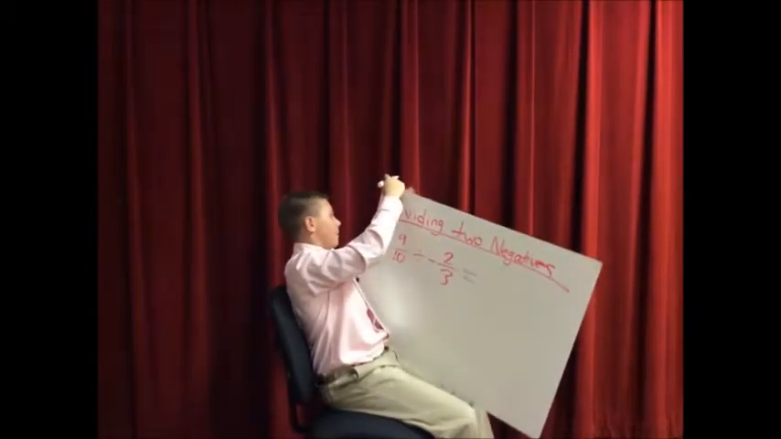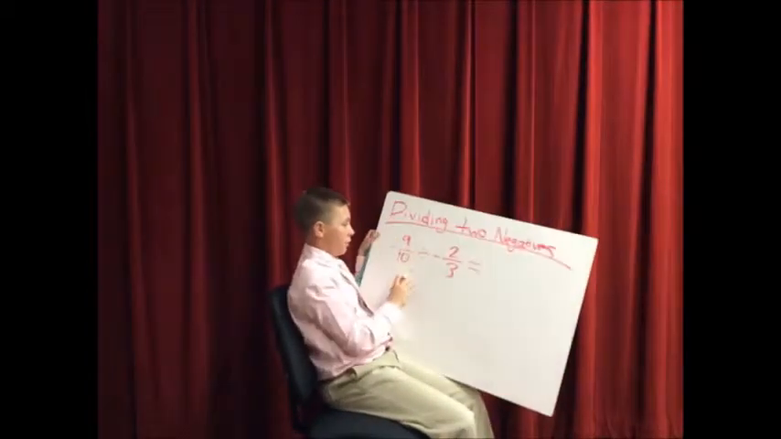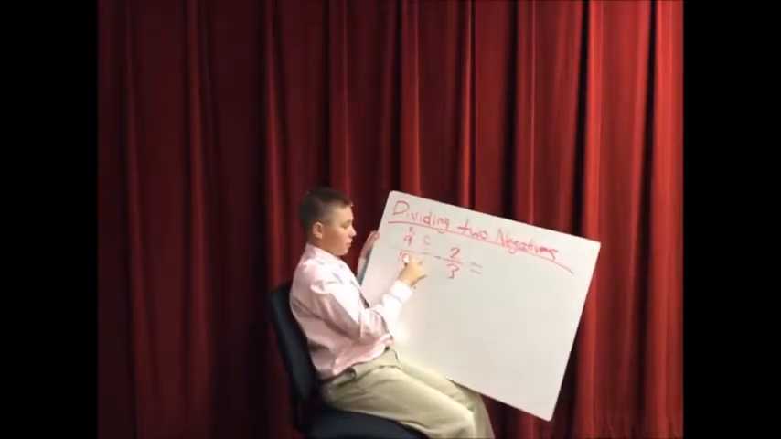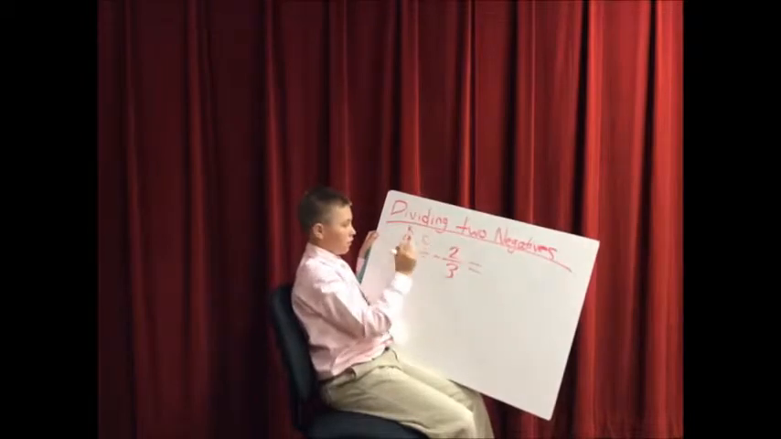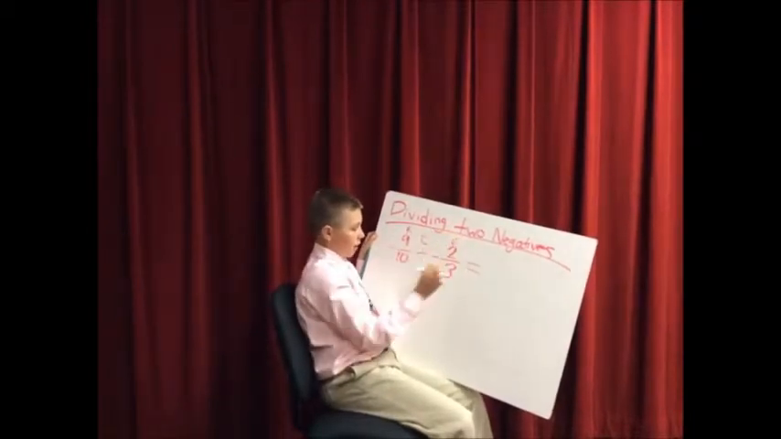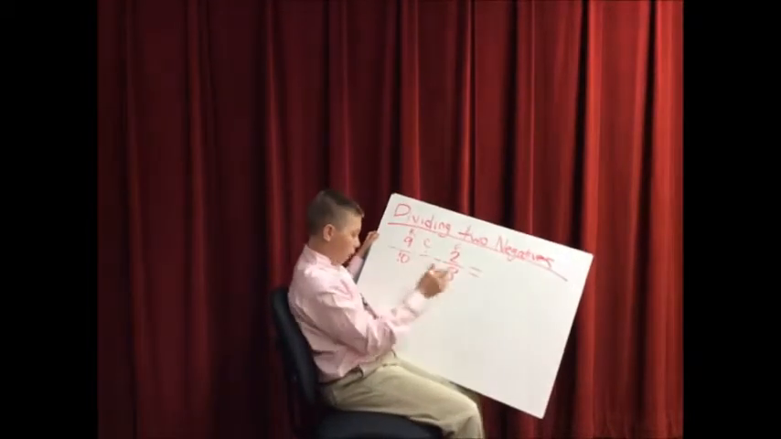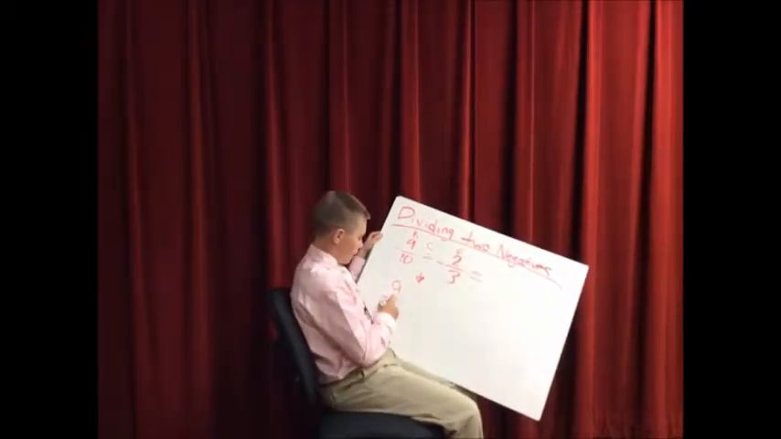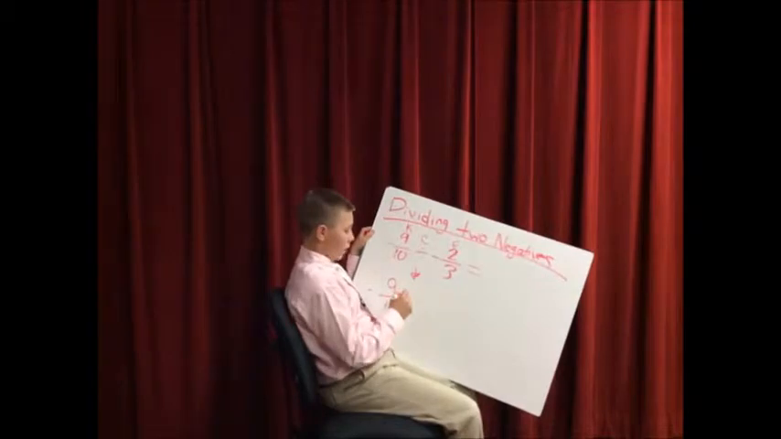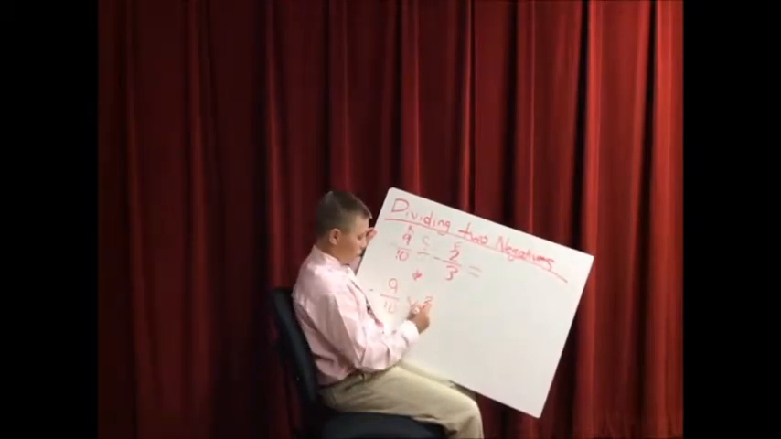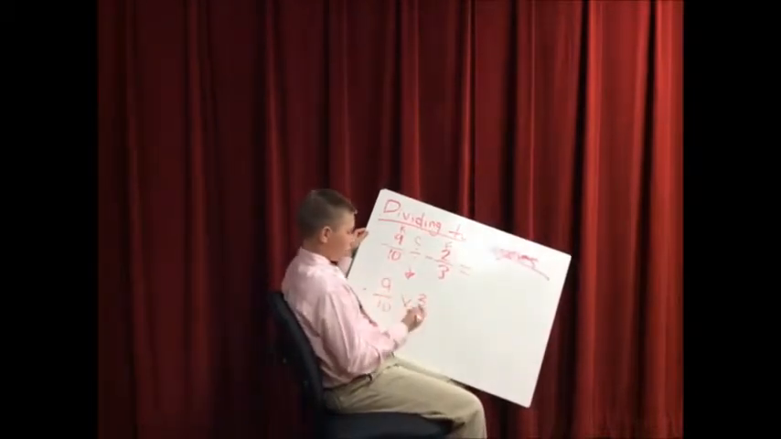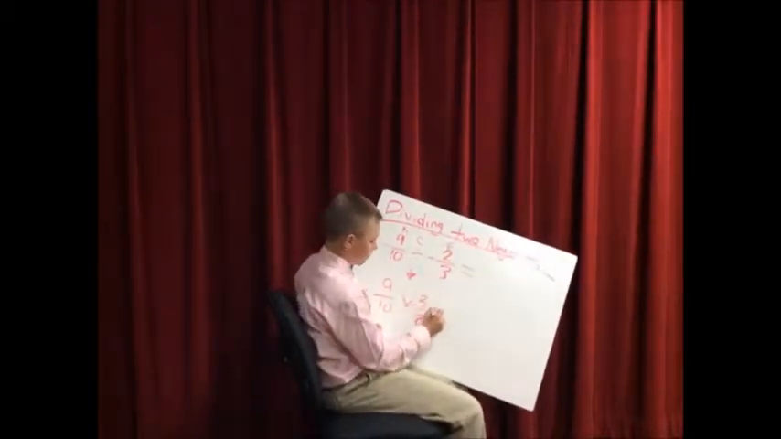So, another step we should have learned is keep the first fraction, change the symbol to multiplication, and then flip the other fraction. So our new problem should look like 9/10 times 3/2. And then we just multiply across.